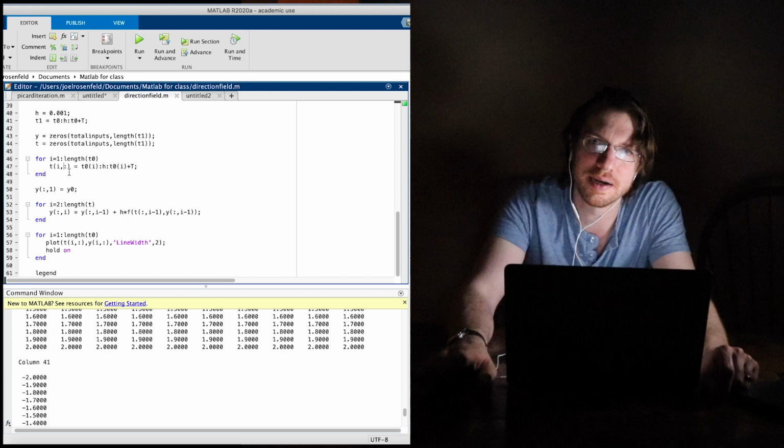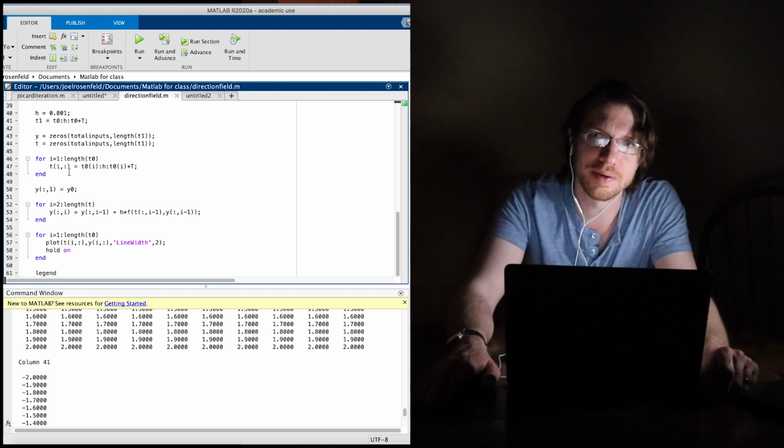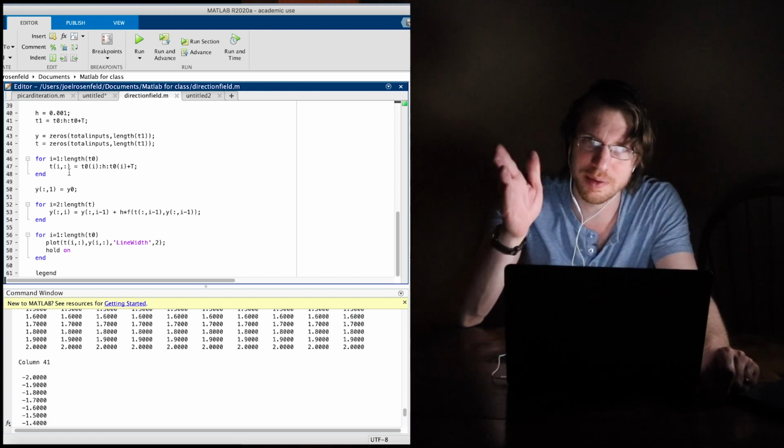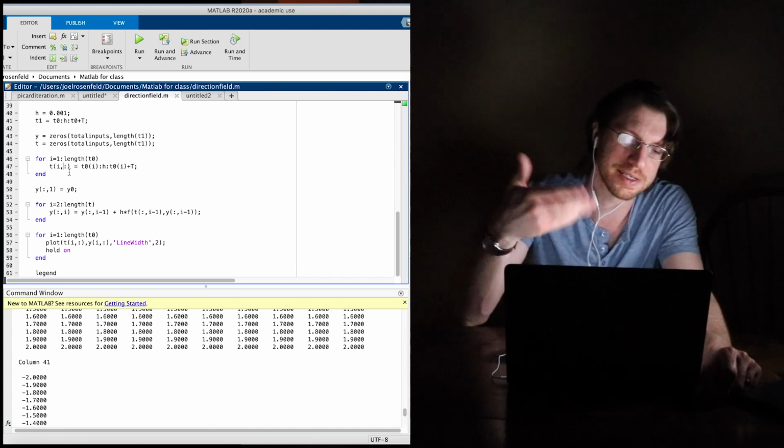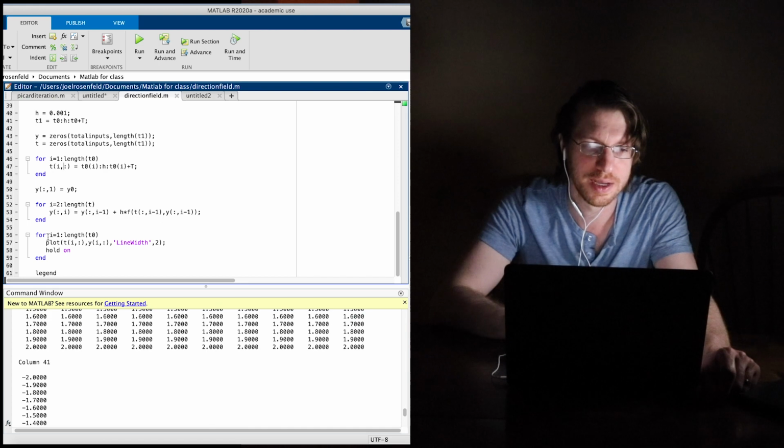I'll upload a much simpler version of Euler's method, where you just give it one time point and one initial point and it'll run through. But since I'm running it with several initial points, I am basically doing all this in a loop.